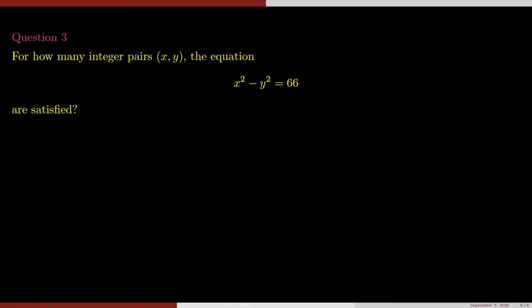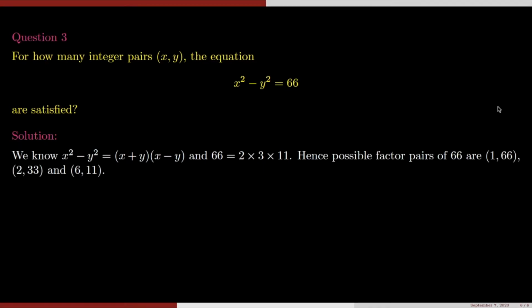So this was the question, the standing question. For how many integer pairs x and y is the equation x squared minus y squared equal to 66 satisfied? The reason is what you did: x squared minus y squared is equal to (x plus y) into (x minus y), and 66 is 2 into 3 into 11, and hence the possible factor pairs of 66 are 1 and 66, 2 and 33, and 6 and 11.